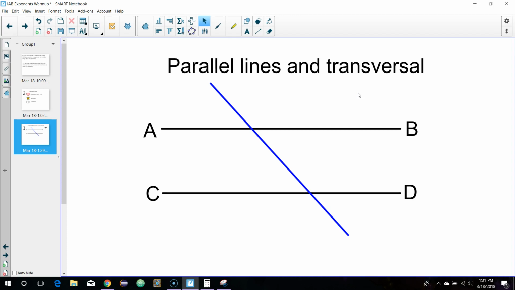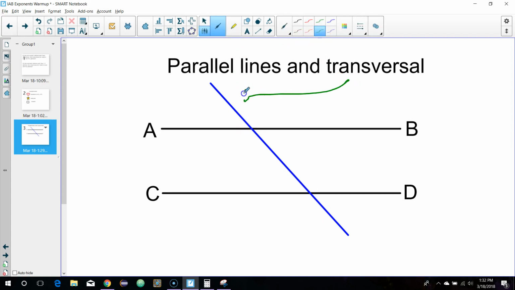When we were talking about slope, we actually did talk about parallel lines. However, the way we were looking at it was a little bit different. We would say if two lines are parallel, then their slopes are the same. But in the geometry idea, parallel lines is a little bit different. It's always about the angle that's being cut by something called a transversal. So this blue line in the middle is what we call a transversal.